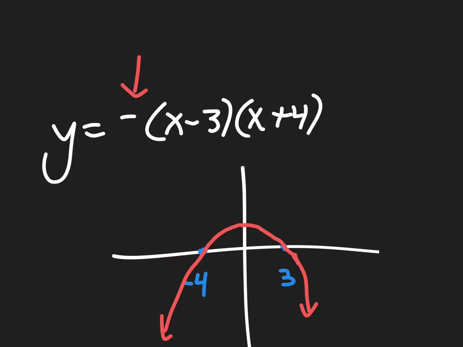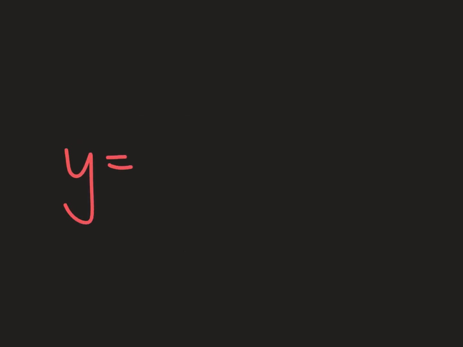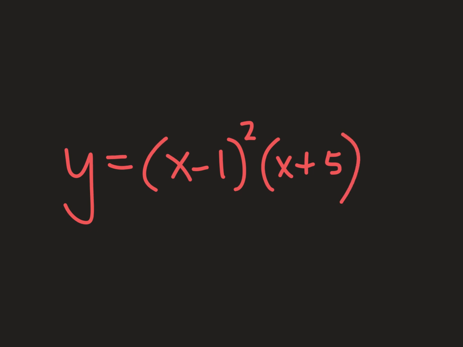What would have made it new is if I would have like squared one of them. And then you'd have to know it would have bounced off of that spot. Let's see if you can handle that. Y equals x minus 1 squared x plus 5.